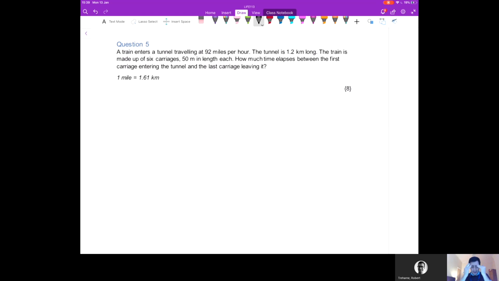Right. A train enters a tunnel traveling at 92 miles per hour. Okay, let's write that down. MPH. What else is next? The tunnel is 1.2 kilometers long. And the train is made of 6 carriages, 50 meters in length, which means the total length of the train is 6 times 50 meters, which is equal to 300 meters. How much time elapses between the first carriage entering the tunnel and the last carriage leaving it?